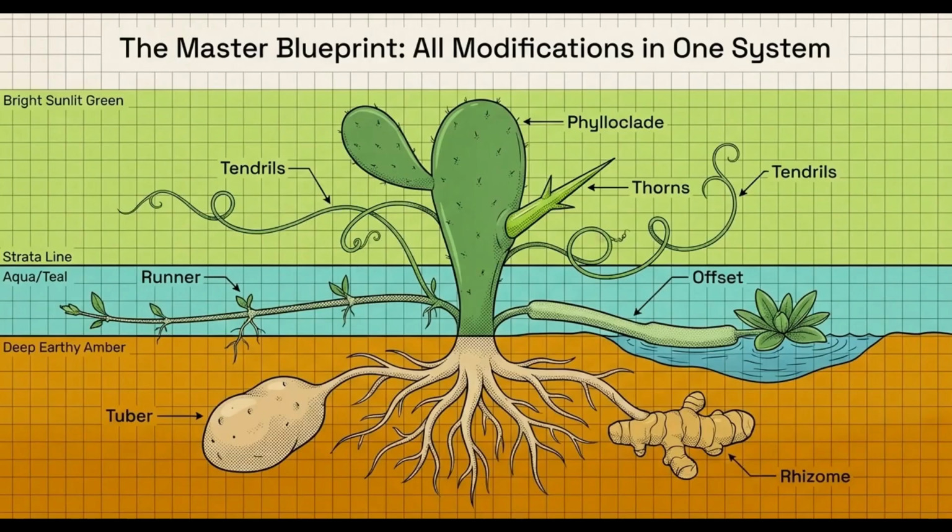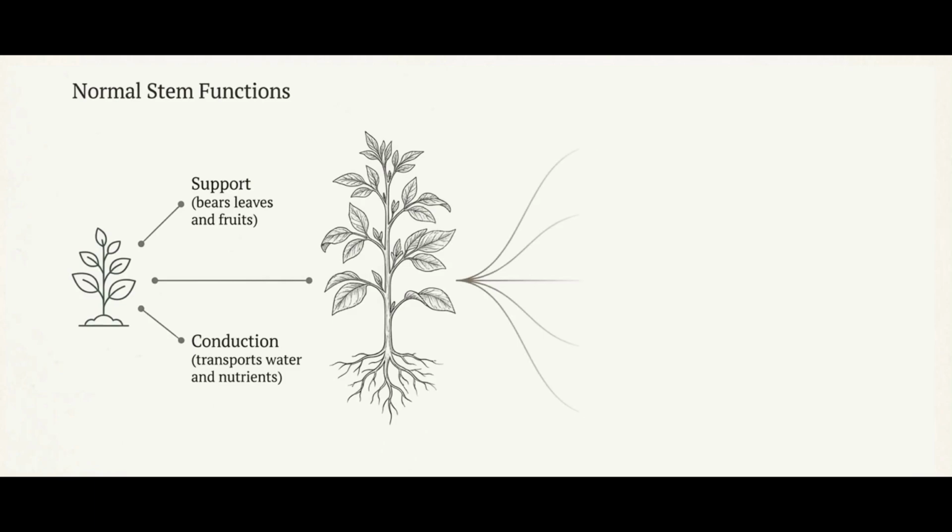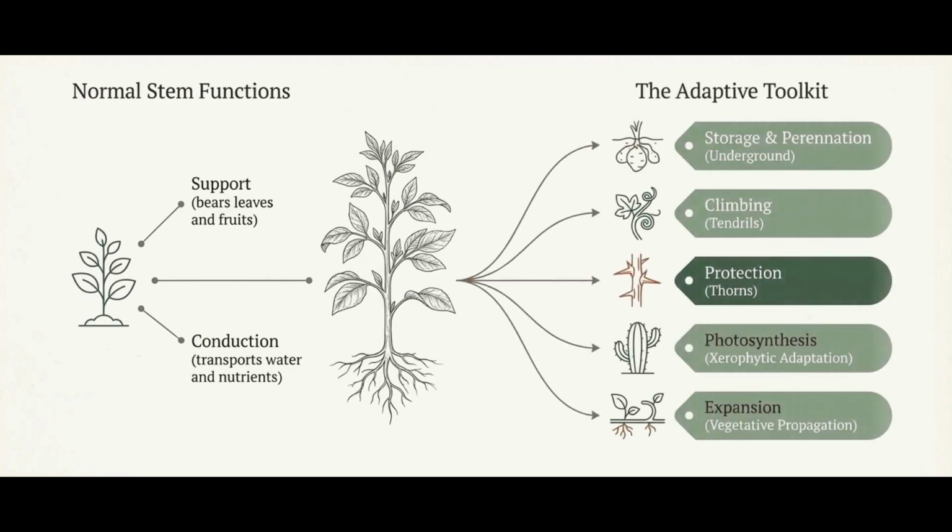We've seen the stem act as a storage agent, a structural engineer, a security guard, a living solar panel, and a reproduction specialist. It is hands down one of the most dynamic and versatile parts of any plant.